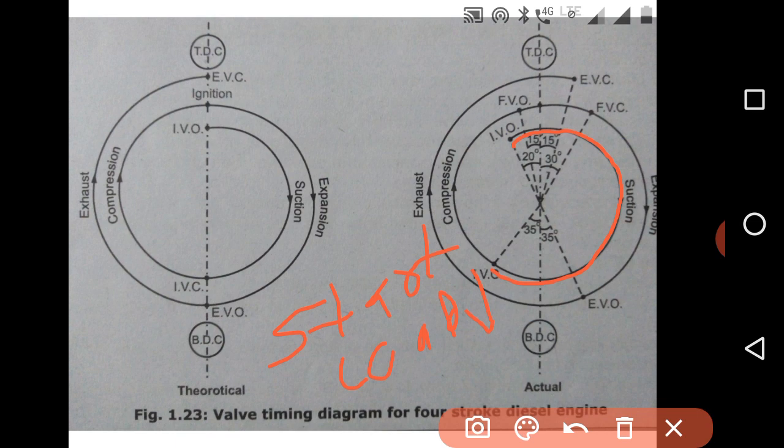At variable speed we cannot design this one. When we are designing the inlet valve and inlet valve opening time, we will design for a specific speed. As we are designing this valve timing for a specific speed, whatever time it takes will vary depending on the speed.